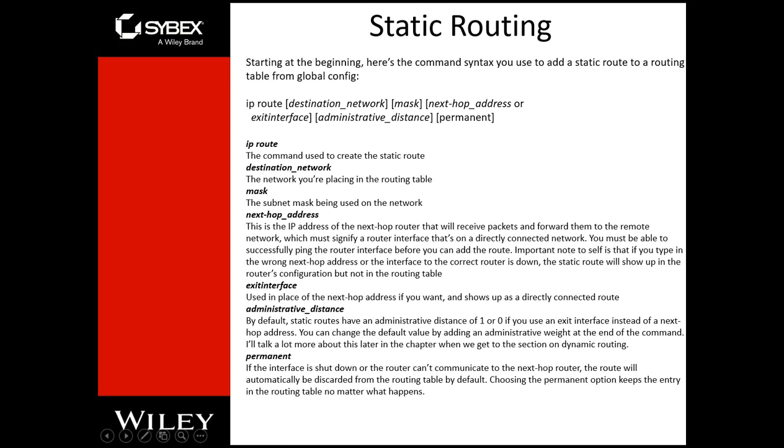But again, it's IP route, then the destination network ID, the subnet mask for that network, and then you have to specify either the next hop address or its exit interface. Know the difference between those two. And then finally, what is the administrative distance? And specify whether or not it's permanent or not.